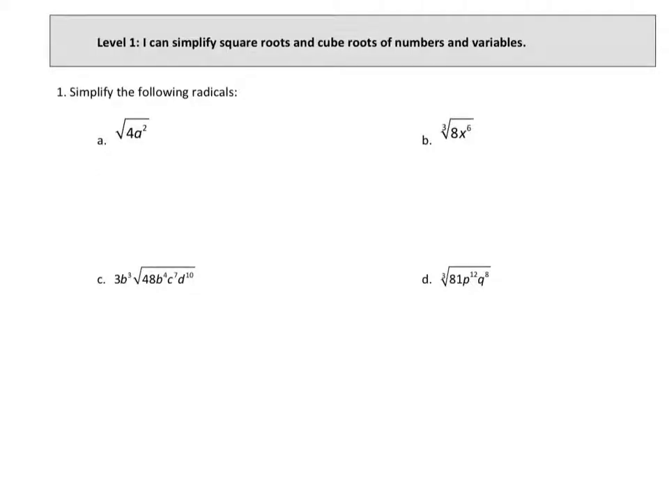In this skill, we will be simplifying square roots and cube roots with numbers and variables. So the difference from last week is now that we're adding in variables. And we kind of do it the same way we did with numbers.